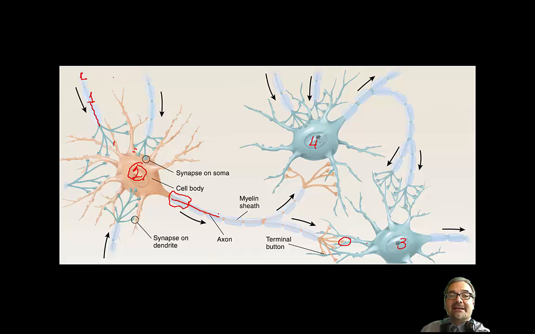So unmyelinated axons tend to be slow in their transmission. And therefore evolution has found ways to create a mechanism that would speed up neural transmission. And this is the process of myelination. And we're going to talk about the details of myelination in a little while.